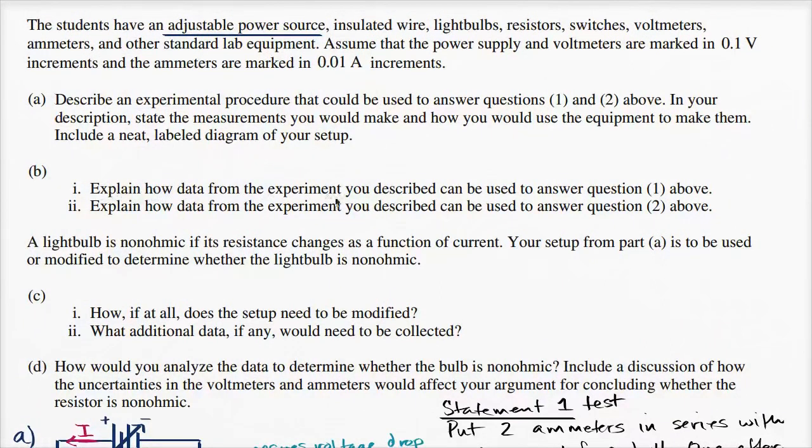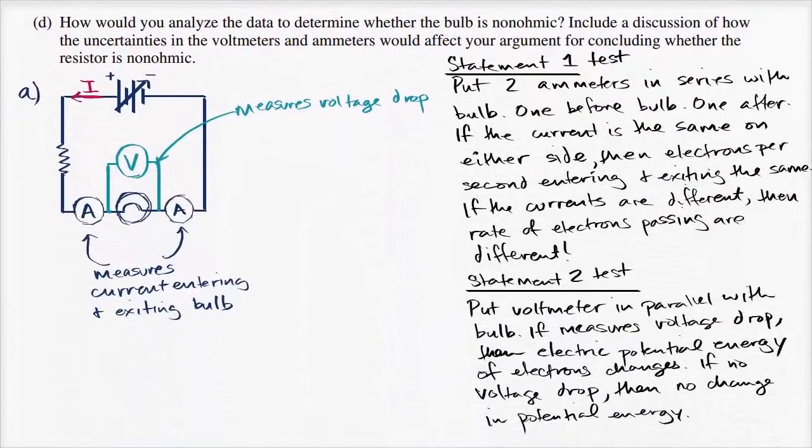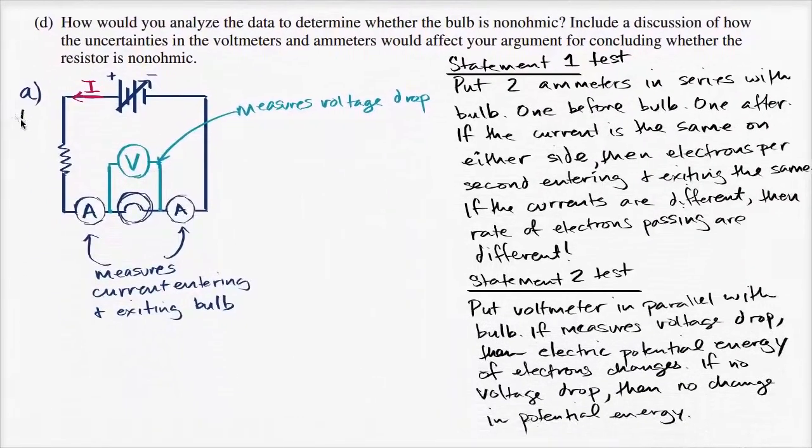Explain how data from the experiment you described can be used to answer question 1 above. Explain how the data from the experiment you described can be used to answer question 2 above. So this is really parts A and B. So this is A plus B right over here. We have the diagram. And if you're taking the test, depending on how your time pressure is, you might want to label this more. But if you're running out of time, then you might not have time to describe it in as much detail.